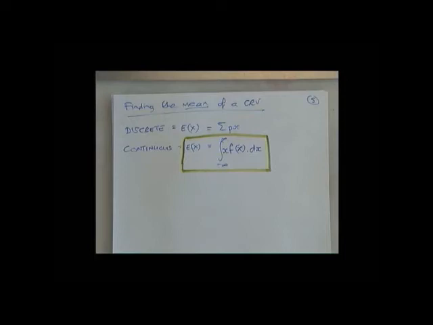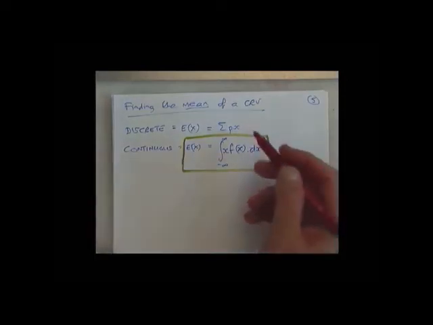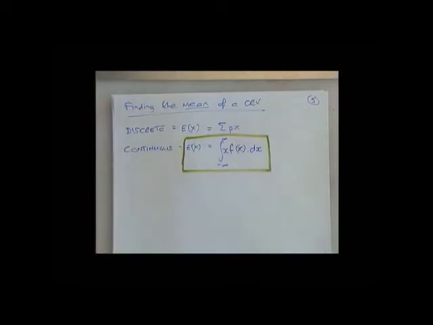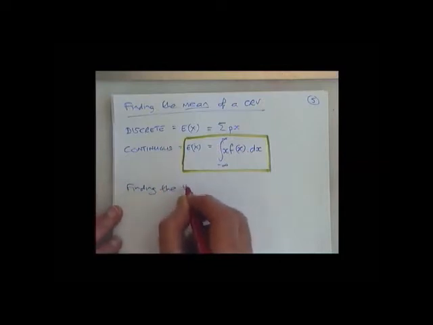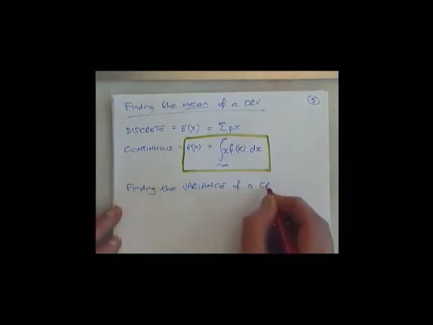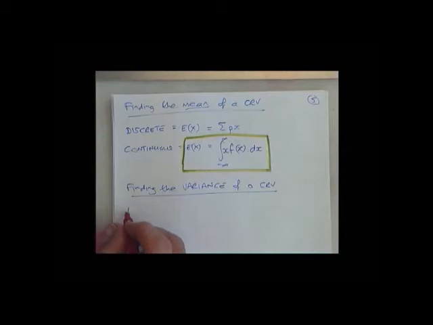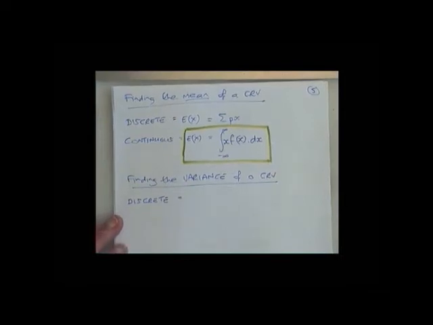It follows on basically from the formula you had for discrete. Before we do an example, what did you learn about after the mean? The variance. So let's look at that a minute then: finding the variance of a continuous random variable. Let's approach this the same way. What was the formula you had for the variance of a discrete probability distribution?